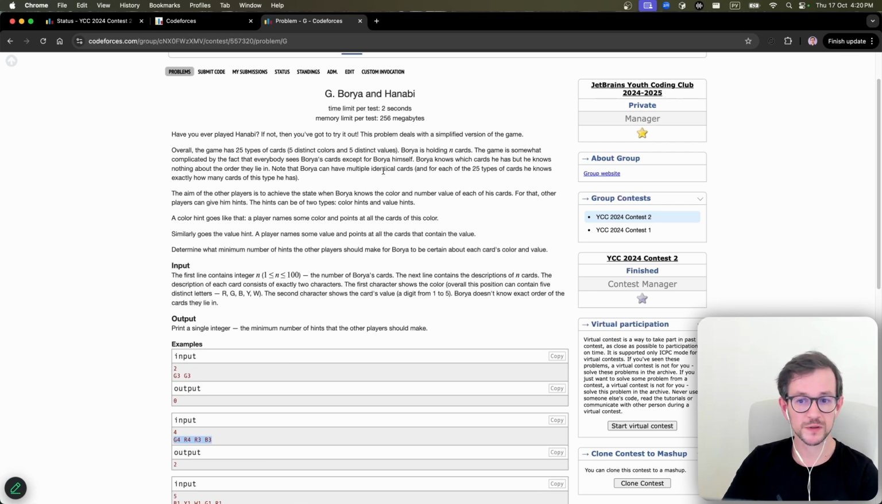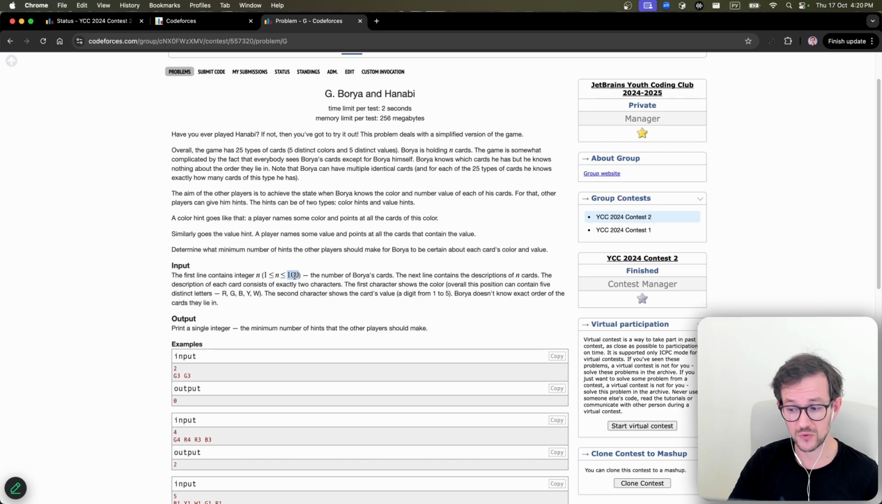Very well. What is the first thing you should notice if you have a problem like this? You should notice that all numbers are really small. I have just 25 types of cards: 5 colors, 5 values. Now I have 100 cards, but only 25 types. So if I have 100 cards, a lot of them are actually the same. What idea should this give you?